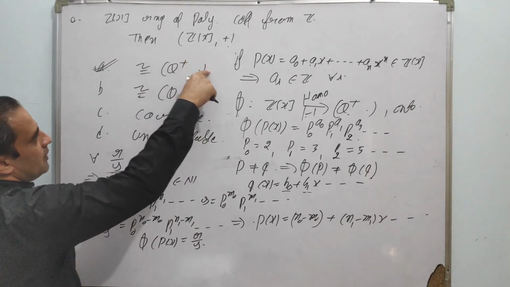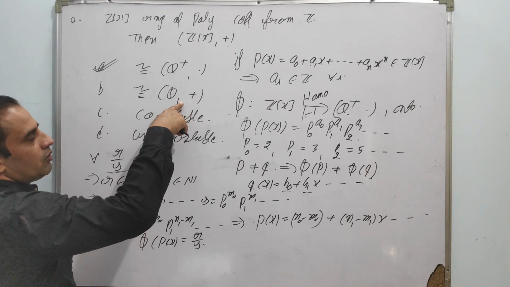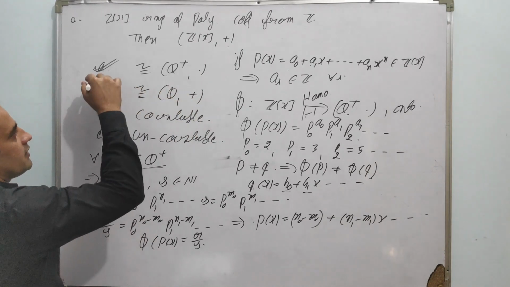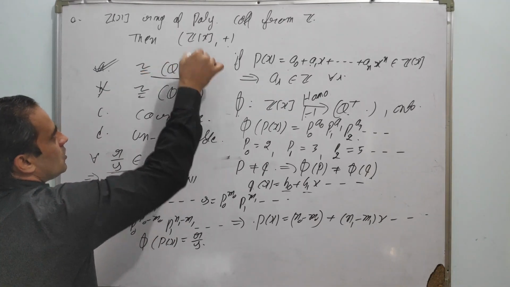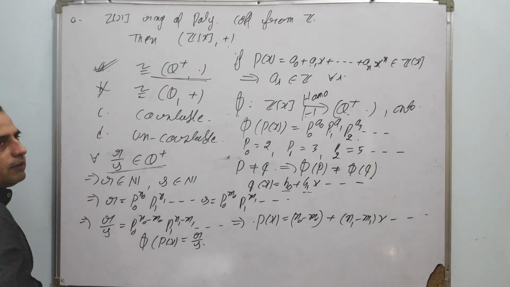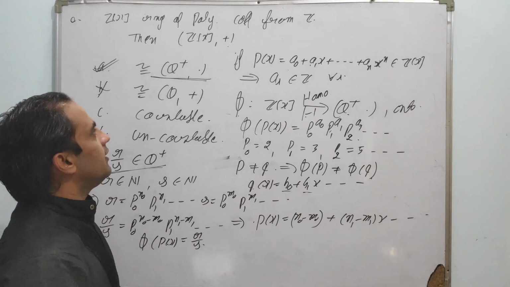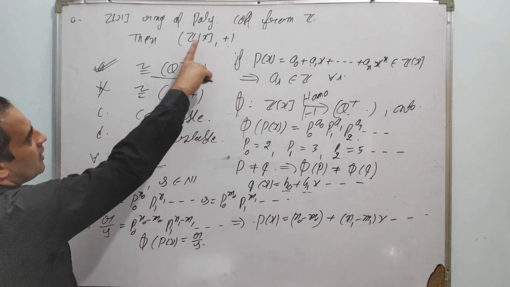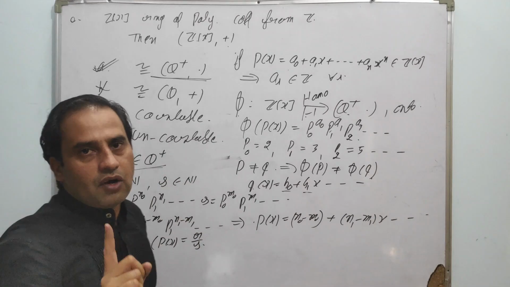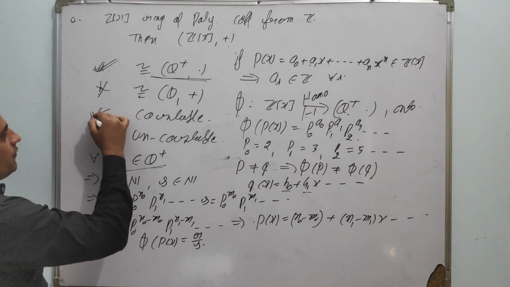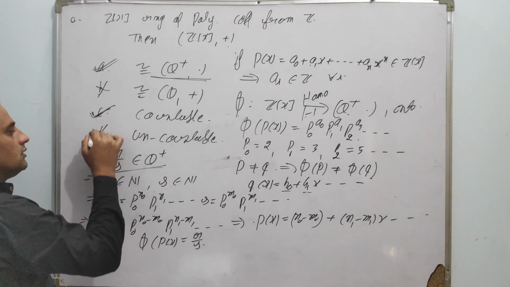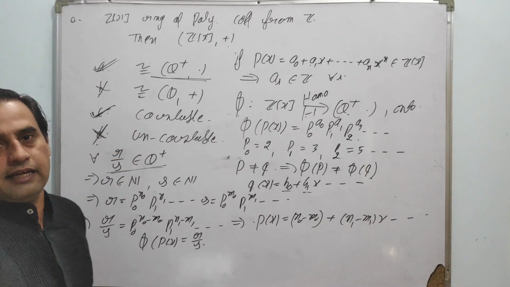And Q+ under multiplication is not isomorphic to Q under addition. So the second option is definitely false, and this group is of countable order. We can also directly write down the third option, since the ring of polynomials over a countable ring is always countable, so the C option is definitely true and the D option is false. So your final answer is A and C.